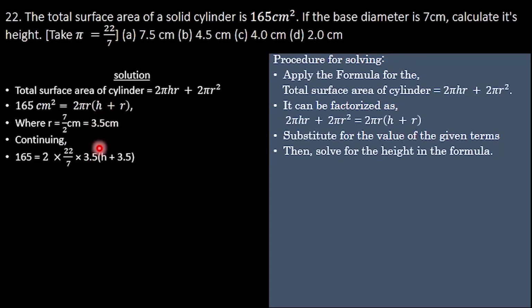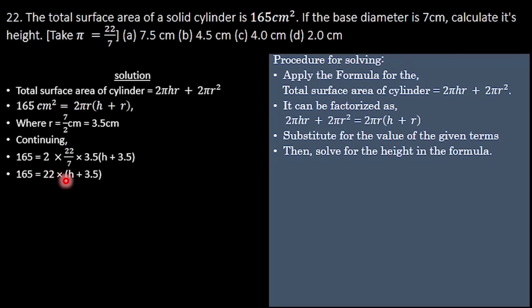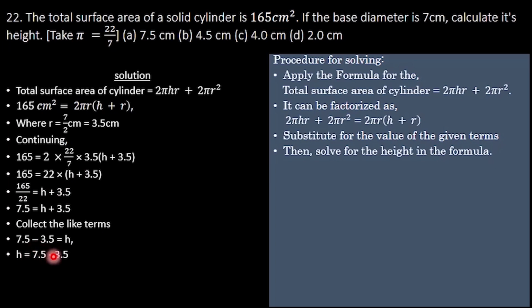Open the bracket. Our height, we don't know what our height is. Now let's represent it as h plus r, 3.5 cm. Then we now have 165 equals 22 times h plus 3.5. Let's divide both sides by 22. When you divide both sides, we have 165 over 22 equals h plus 3.5. Then collect the like terms. H now is equal to 7.5 minus 3.5. Your h now is equal to 4.